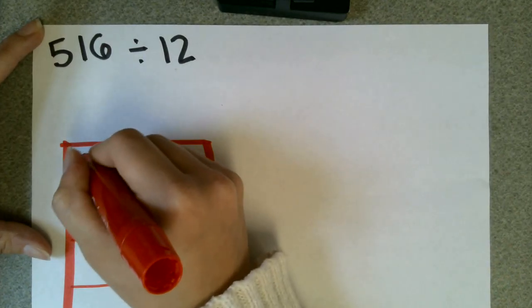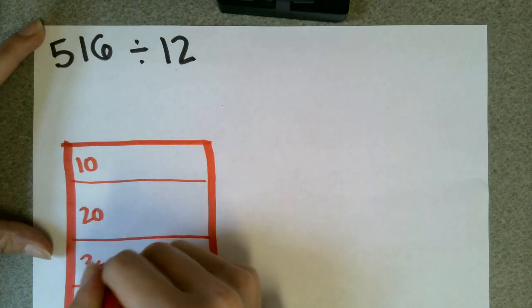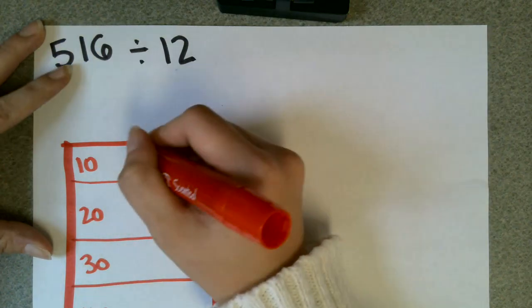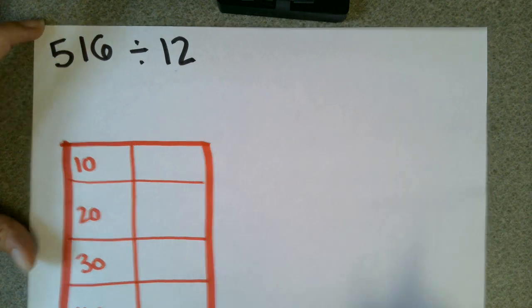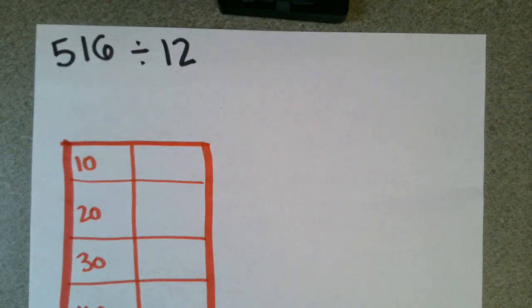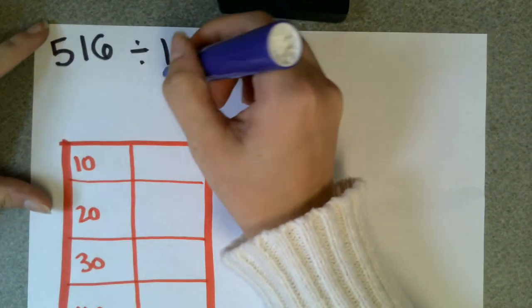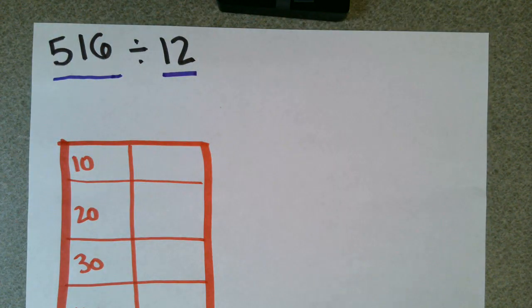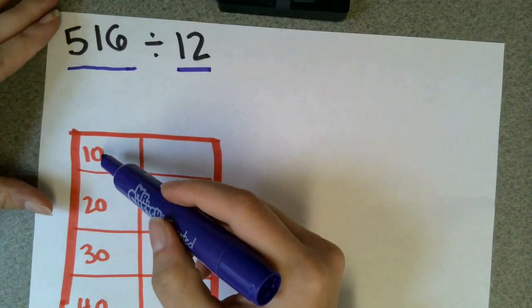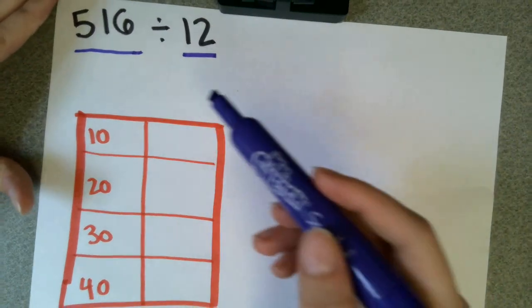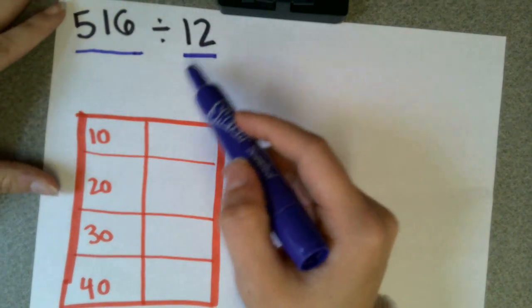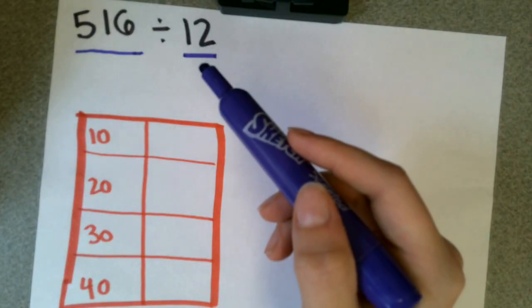So we start with 10, 20, 30, 40. Then with our multiples of 10, we are going to multiply those by our divisor. And our divisor is the second number in the problem. The dividend is the first number. So we're going to multiply our multiples of 10 by our divisor, and this is going to tell us how many times we can fit 12 into our dividend without overlapping.